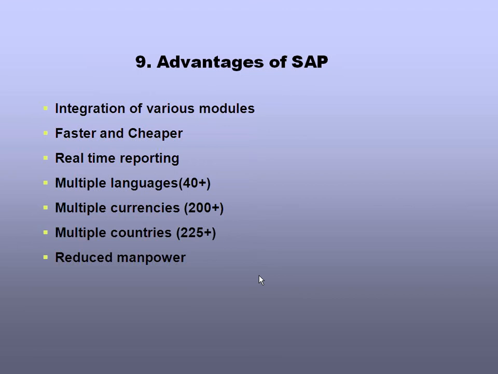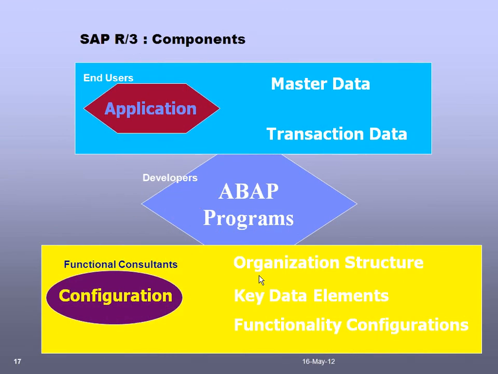And then real-time reporting. Like I said, the PO created just now can be used for reporting purposes. Multiple languages: it supports more than 40 languages and currencies, up to 200 plus currencies. More than 225 countries are supported in SAP. With reduced manpower, you can process the same application with the same or increased efficiency. So these are various advantages of SAP.